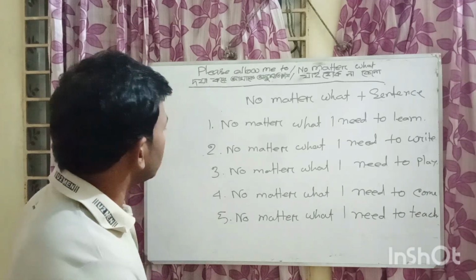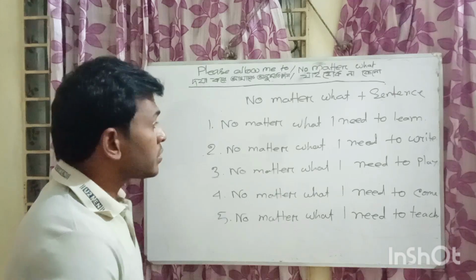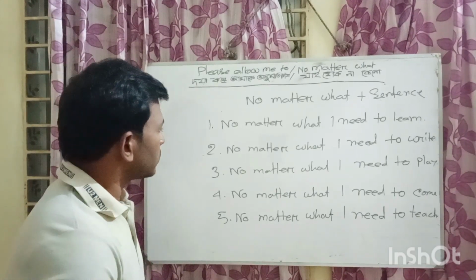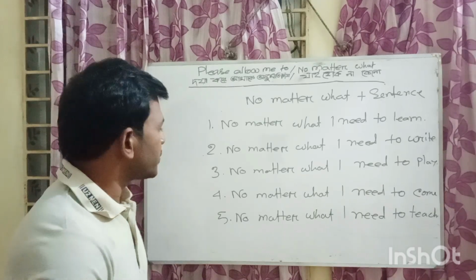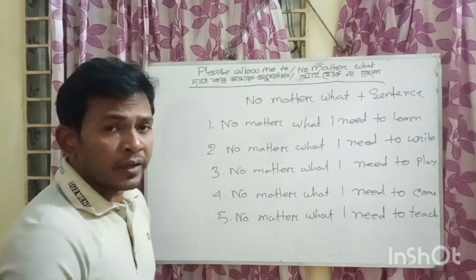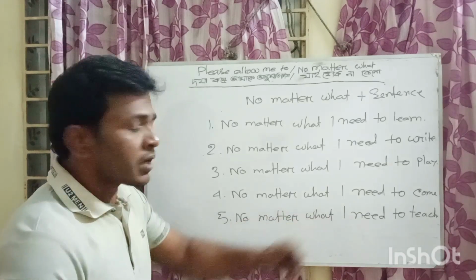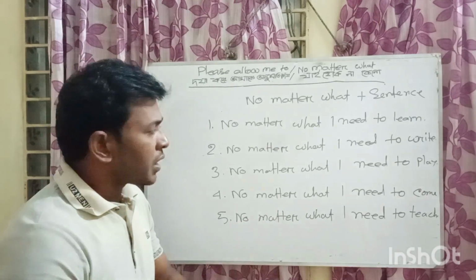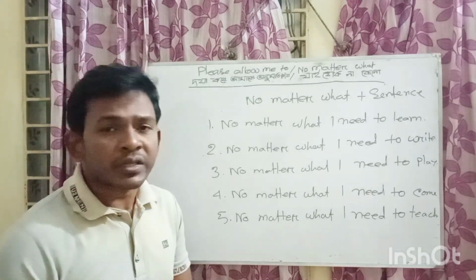Look, number 1. No matter what, I need to learn. It means যাই হোক না কেন আমার শেখা প্রয়োজন. No matter what, I need to write. যাই হোক না কেন আমার লেখা প্রয়োজন. No matter what, I need to play. যাই হোক না কেন আমার খেলা প্রয়োজন. No matter what, I need to come. যাই হোক না কেন আমার আসা প্রয়োজন. No matter what, I need to teach. যাই হোক না কেন আমার শেখানো প্রয়োজন.